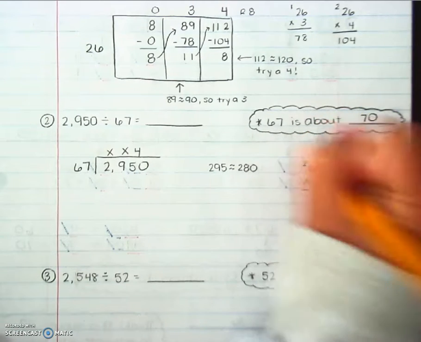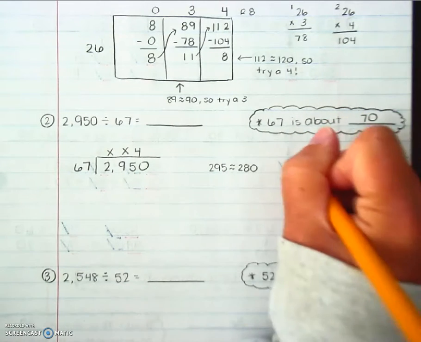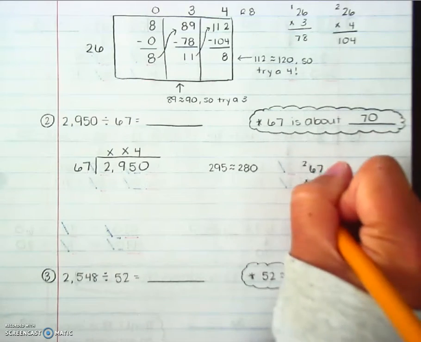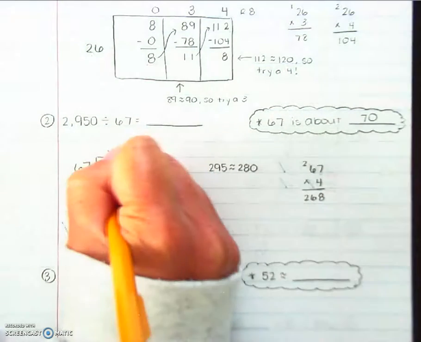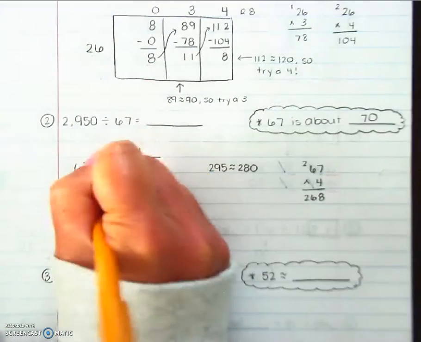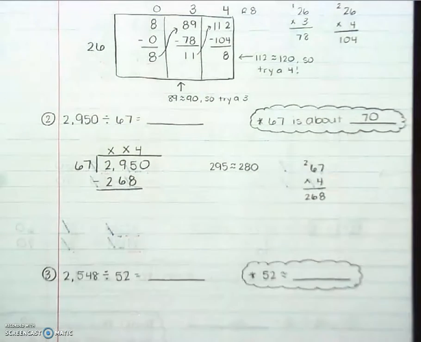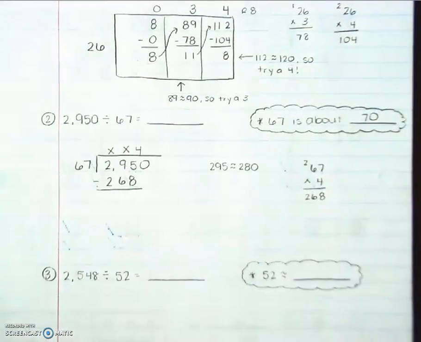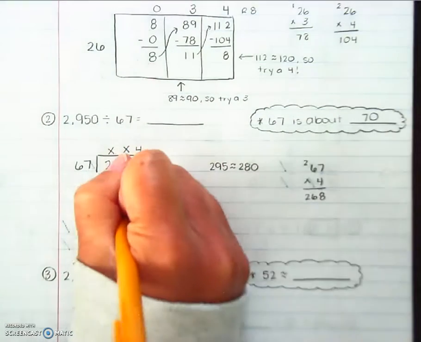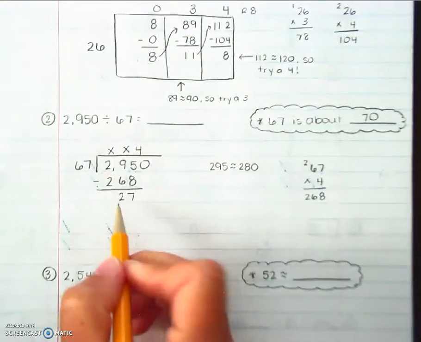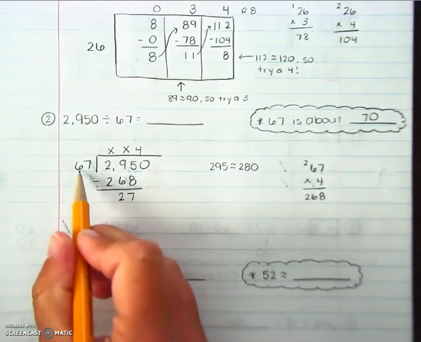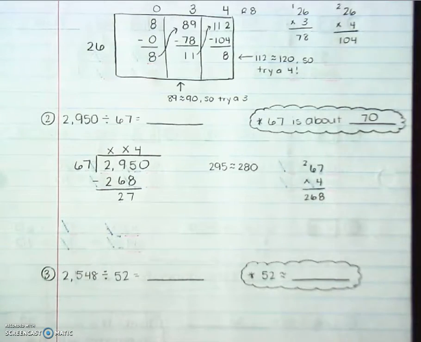Bring down the 8, carry the 2. 4 times 6 is 24, plus 2 is 26. So I'm going to subtract 268. First check, is 268 less than 295? It is, so we know we didn't pick a number that's too big. Then when I subtract, I'm left with 27. Now my second check, is 27 less than 67? It is, so that means I didn't pick a number that was too small.